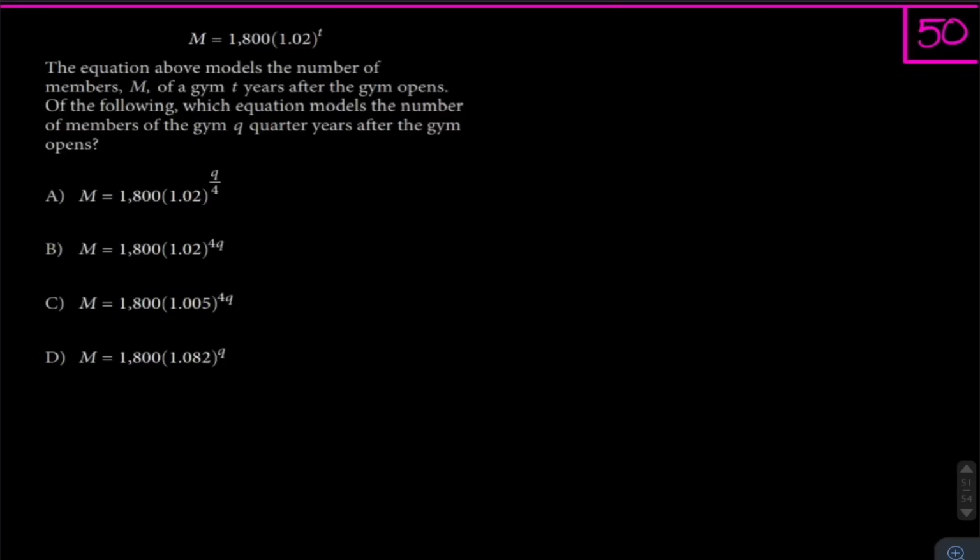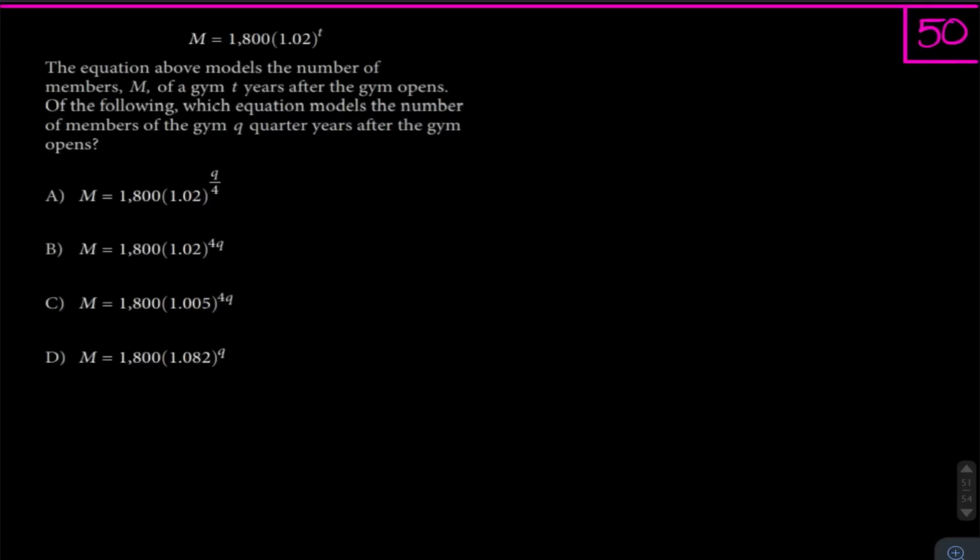So, this problem says, the equation above models the number of members M of a gym T years after the gym opens. Of the following, which equation models the number of members of the gym Q quarter years after the gym opens? Okay, so you have to be careful when dealing with exponential functions, okay?